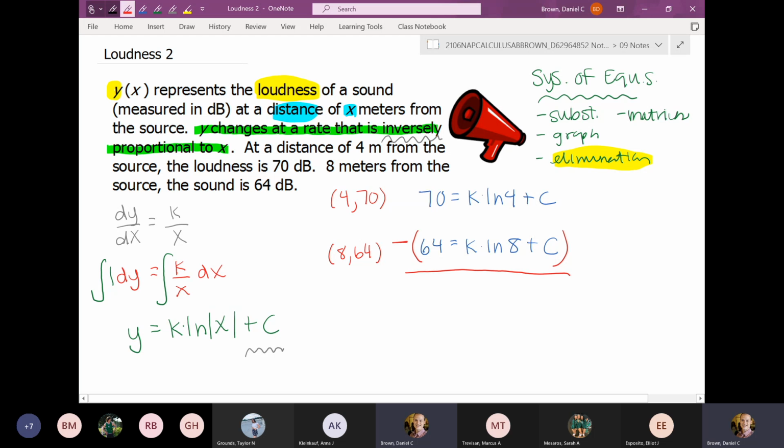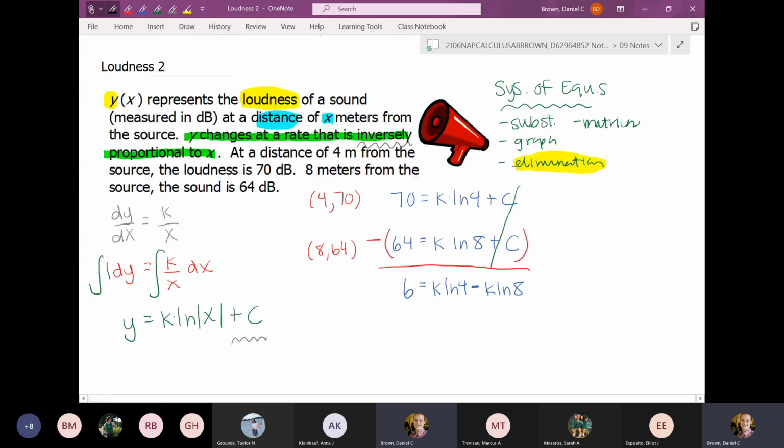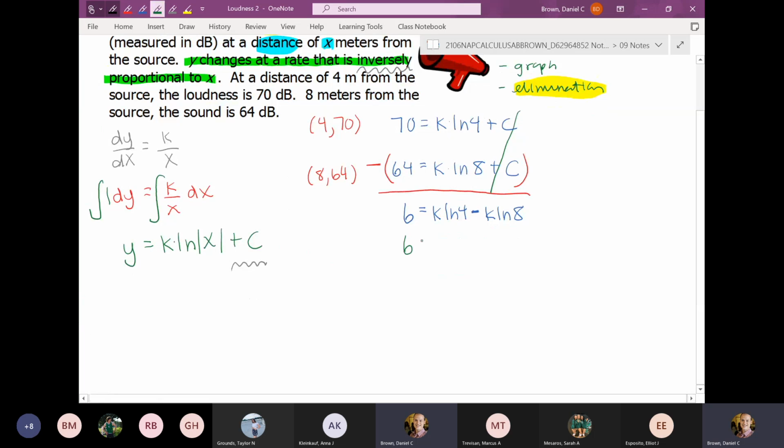Again, we're just doing some fancy algebra 1. 70 minus 64 is 6. I have k natural log of 4 minus k natural log of 8. And as expected, the plus c's, c minus c, those cancel out. So remind ourselves what we're doing. We're trying to solve for k. So I have 6 is equal to, let's factor out that k to get it by itself. And then I could divide by that natural log of 4 minus the natural log of 8.